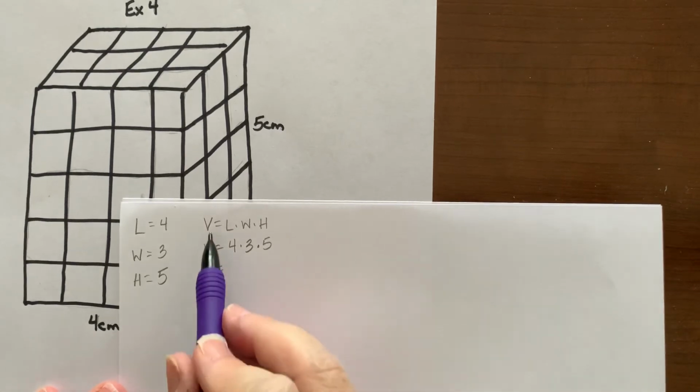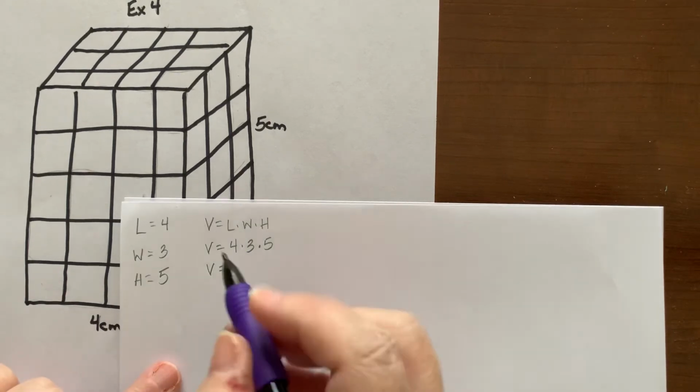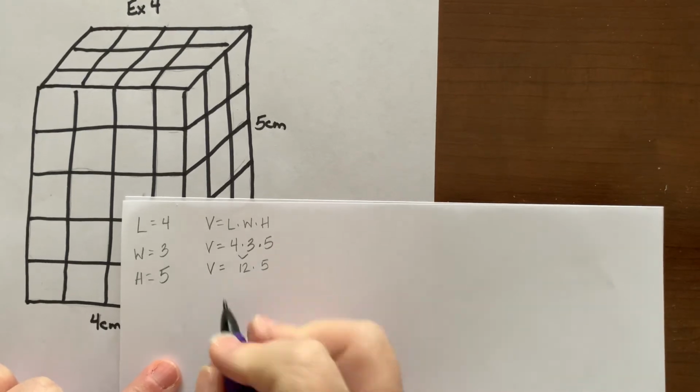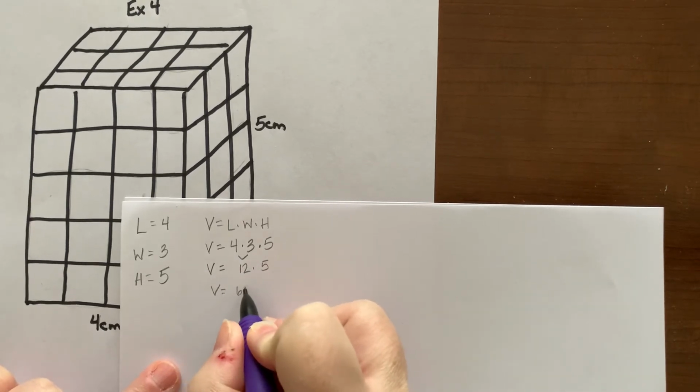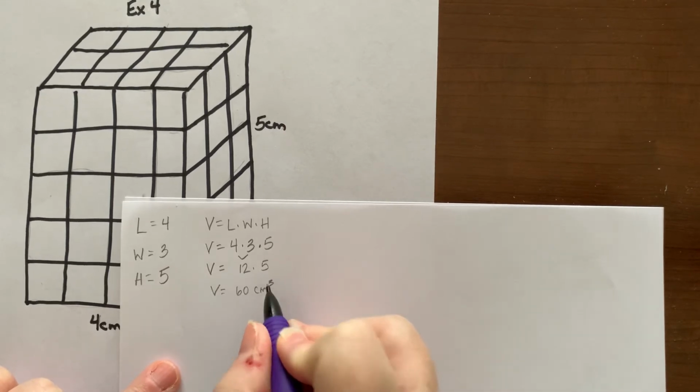I keep bringing that V equals down because I don't know what the volume is yet. So as long as I don't know what it is, I have to keep bringing it down in my formula to remind myself that that's what I'm trying to find. So 4 times 3 equals 12. I bring down my times 5, and then 12 times 5 equals 60 centimeters cubed.